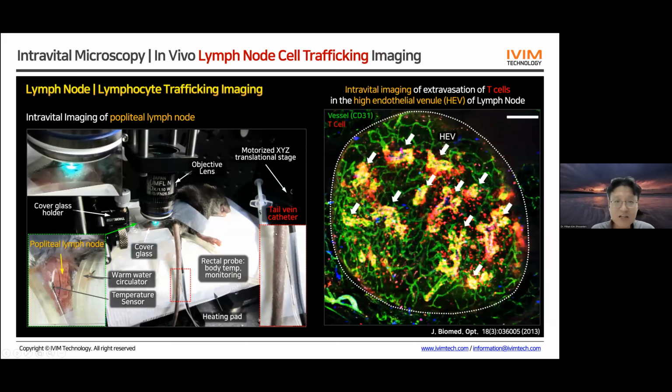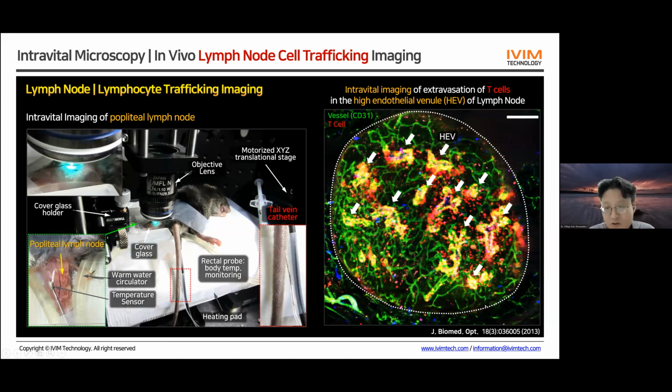Let me move on to another example. Again, intravital microscopy is a very useful tool to obtain cellular level imaging of live tissue in a live mouse model. This is the preparation for imaging of the popliteal lymph node behind the knee, as you can see in the middle in this photo.